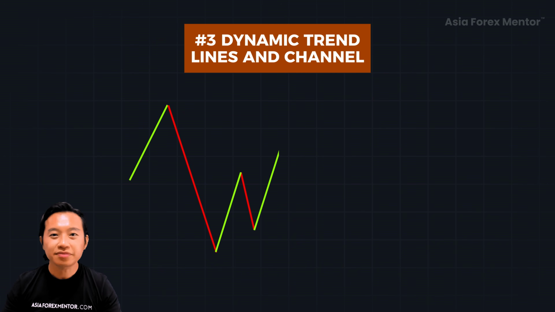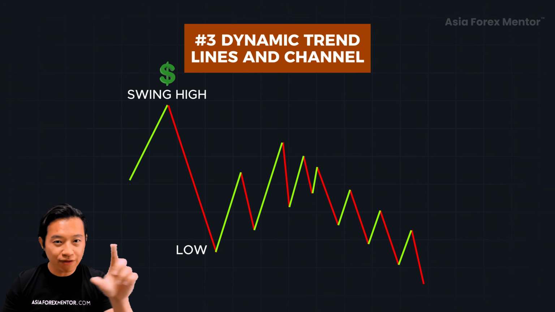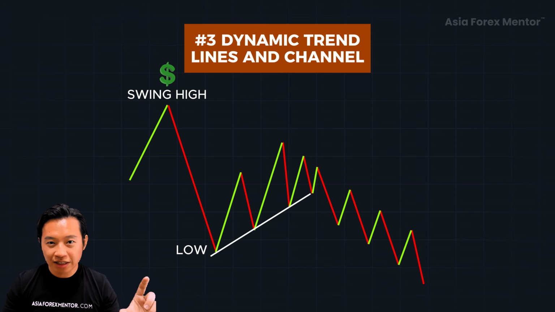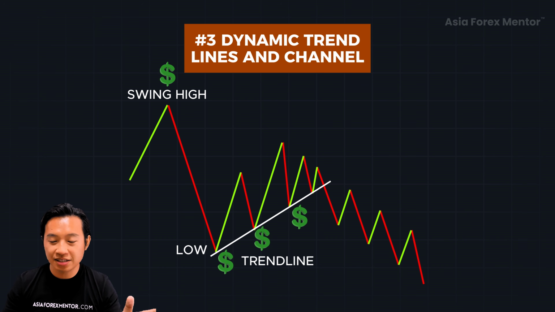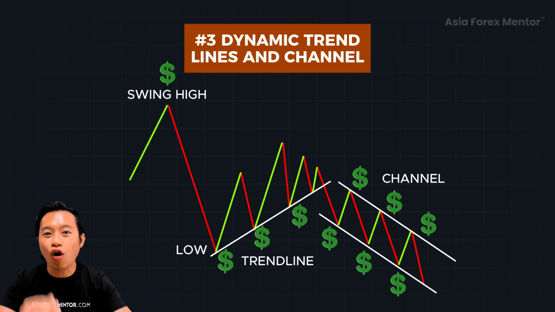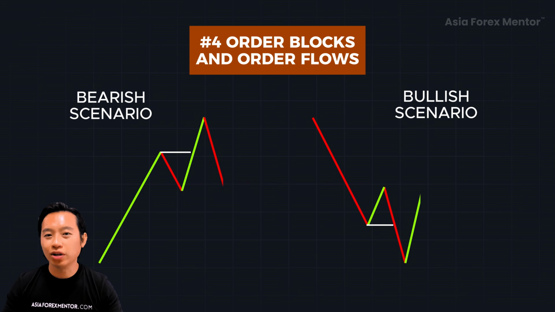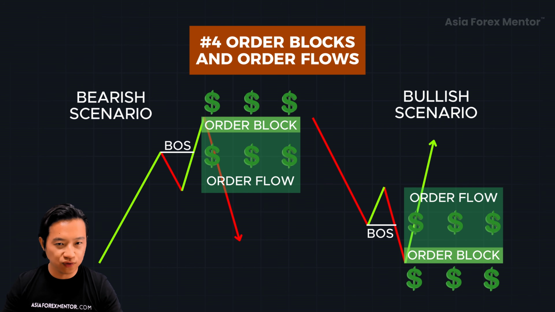Number 3, dynamic trend lines and channels. Liquidity zones can be found right around these dynamic trend lines and channel boundaries, as retail traders often place orders near these levels itself. Number 4, order blocks and order flows.